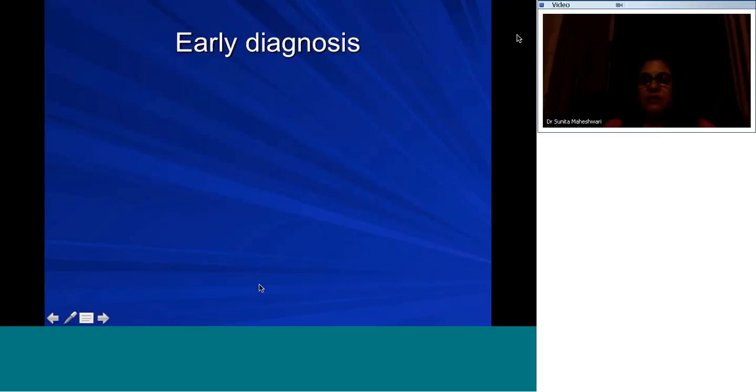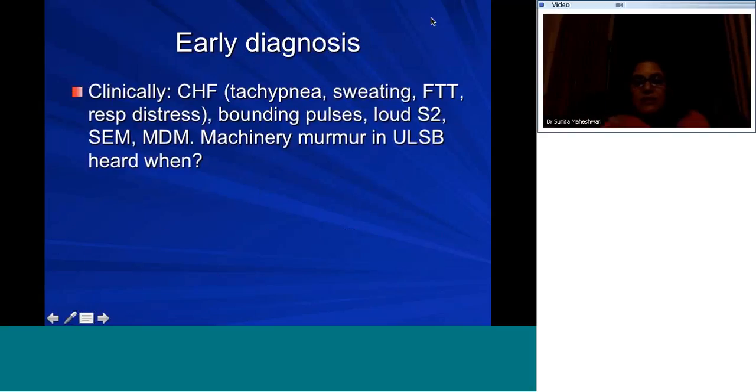Now, early diagnosis. What are the symptoms? How do you diagnose an AP window clinically? Clinical symptoms of a large AP window? Heart failure with bounding pulse. That's right. Heart failure, wide pulse pressure. So basically, you will have tachypnea, sweating, failure to thrive, respiratory distress, all the features of heart failure along with bounding pulse. What is the differential diagnosis of heart failure with bounding pulse?